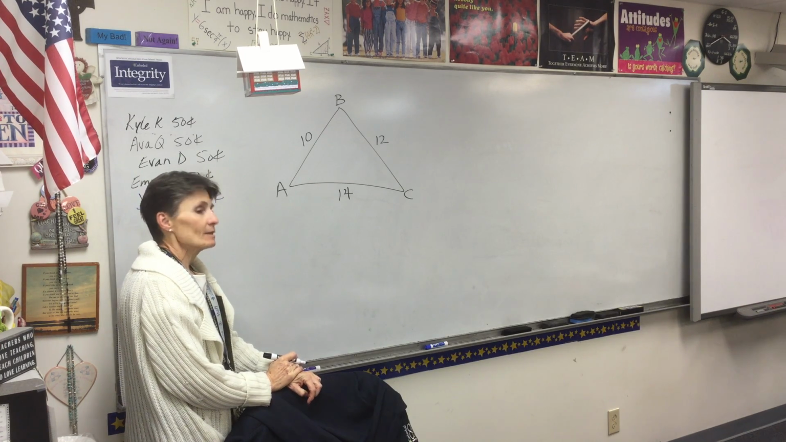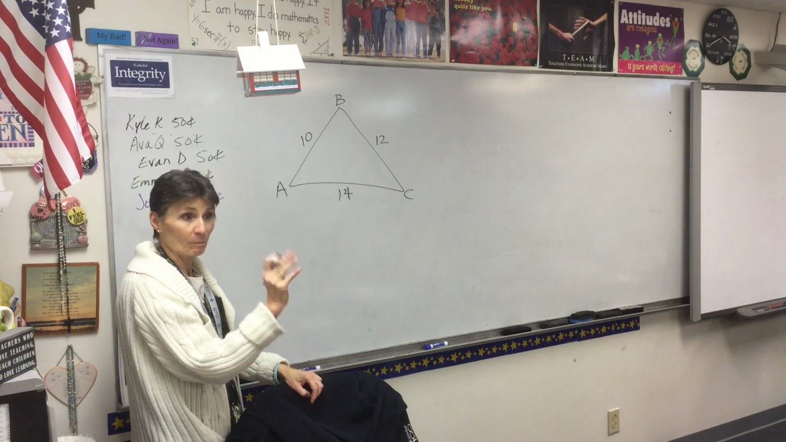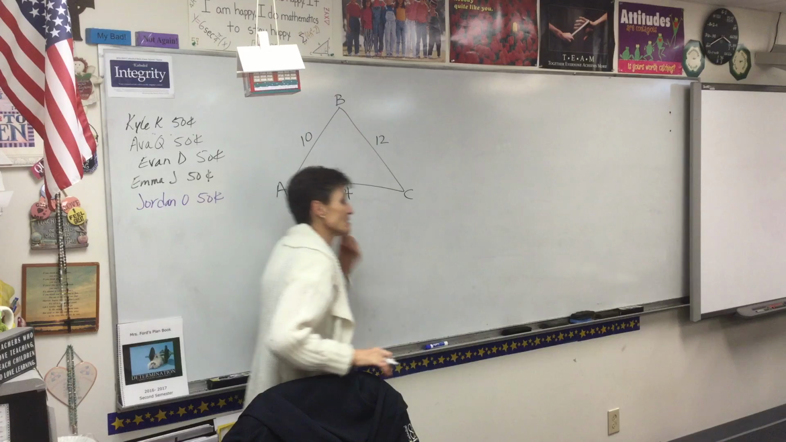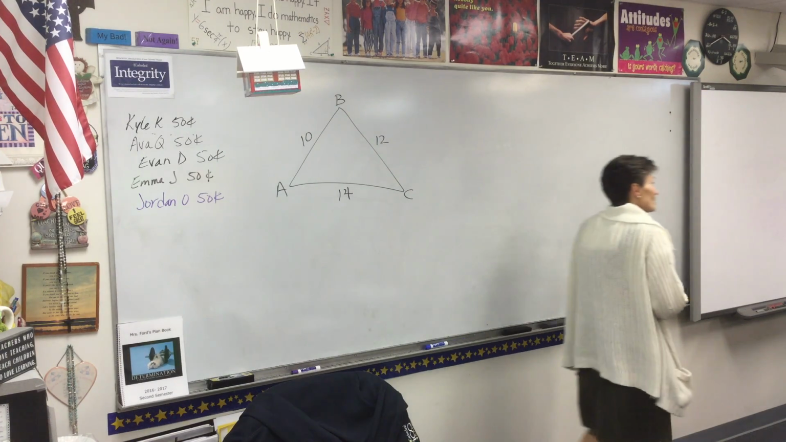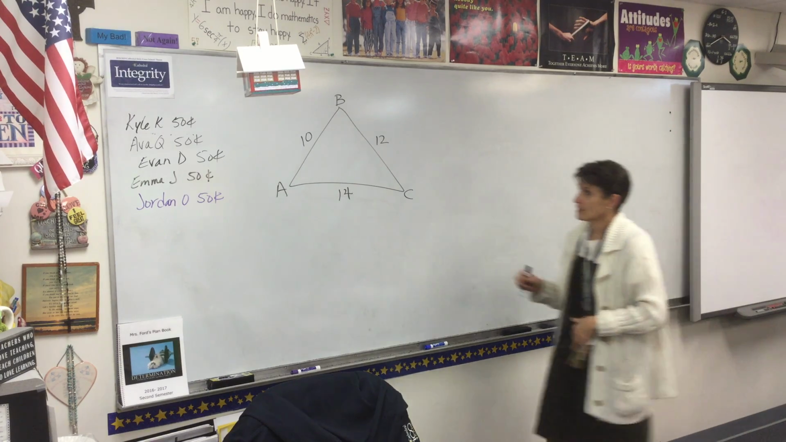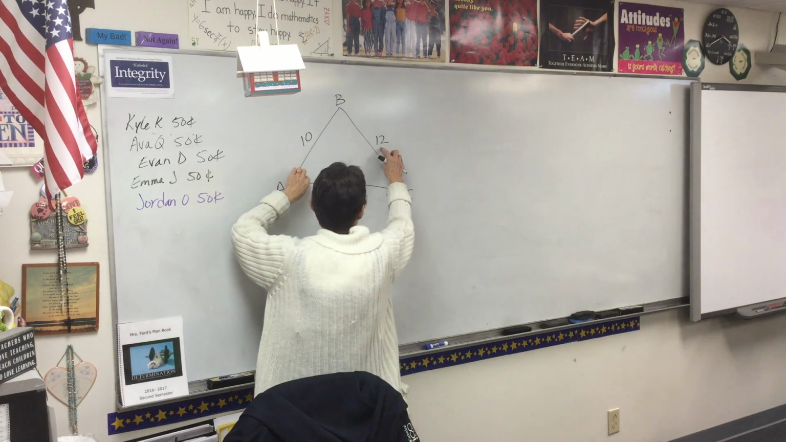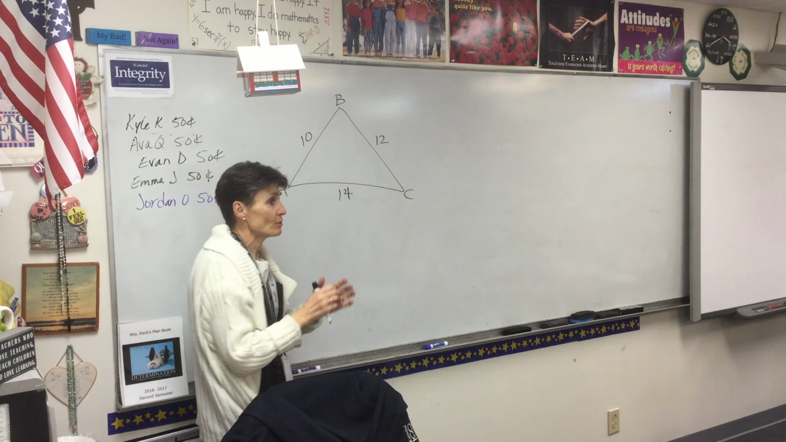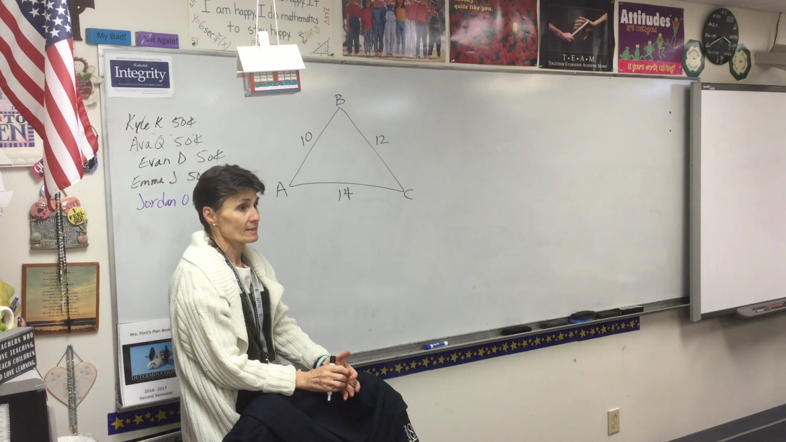Now, it's side, side, side, so it's solvable. We're going to be able to solve it. So the question you have to answer is, am I going to do this with the law of sines, or am I going to do it with the law of cosines? It's going to have to be cosines, because remember, to use the law of sines, you have to have an angle on its side, and you don't have that. So we're going to do the law of cosines.